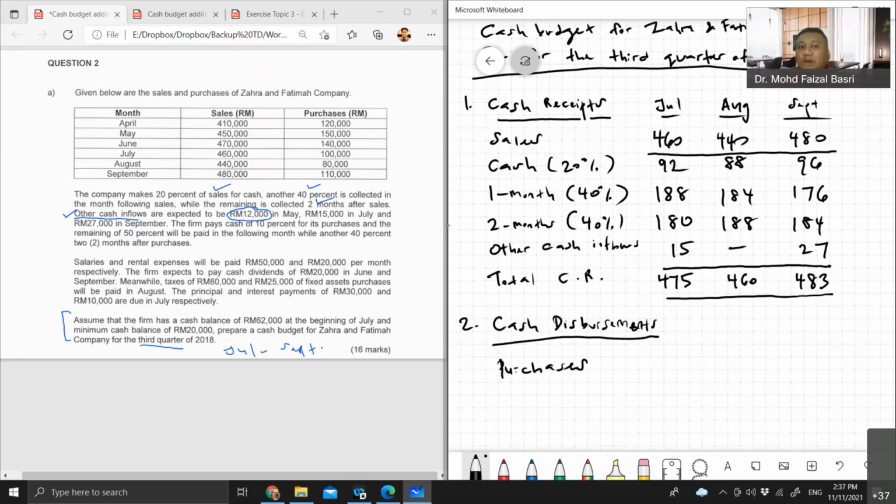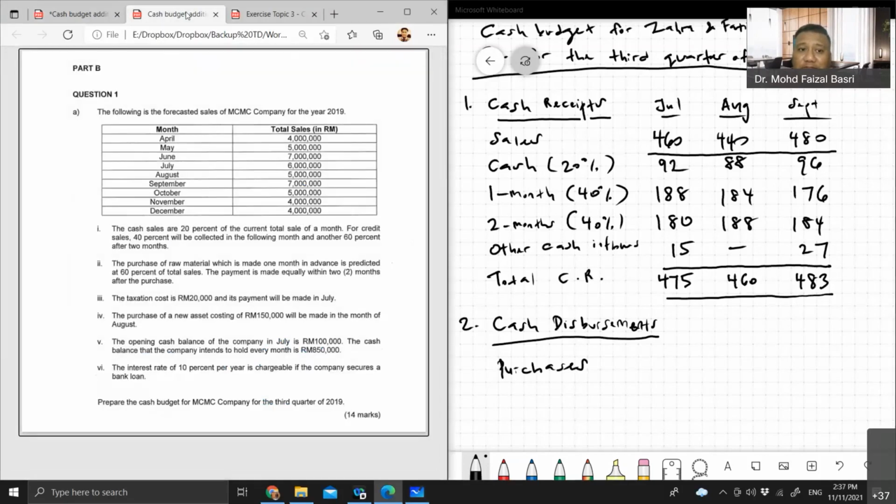Just to highlight here, whoever gets this question is considered lucky because the question gives you purchases. Most of the time, just to give you some perspective, they will not give you any purchases. Like this question, they just give you sales. And how to know the purchases? We have to calculate ourselves.